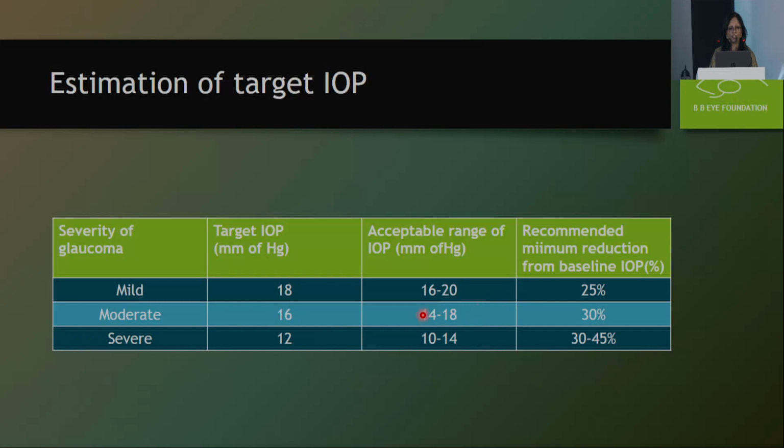So estimation of target IOP, let us have a look at this. We estimate it on the severity of glaucoma, which we divide into mild, target IOP around 18, 16 to 20, recommended minimum reduction from baseline is 25%. In moderate glaucoma, it's around 14 to 18, recommended is 30%. And in severe glaucoma, it's to bring it down to around 10 to 14, and the recommended is 30 to 45%.